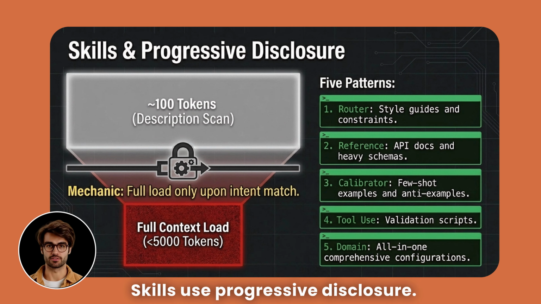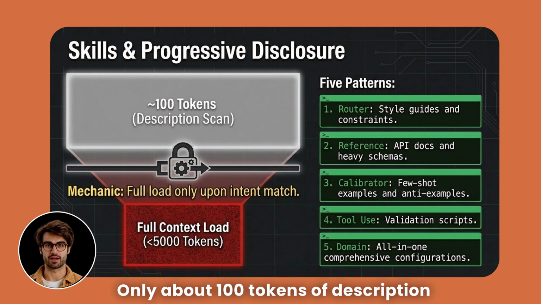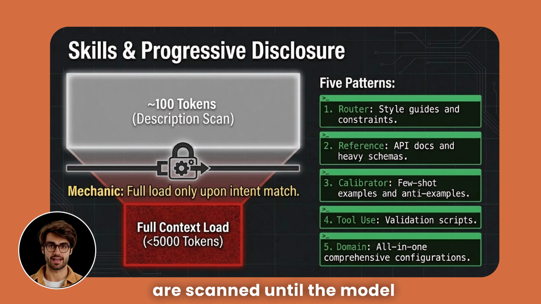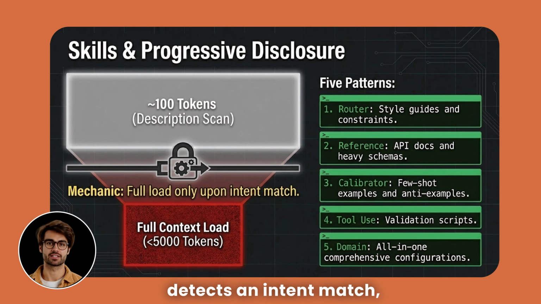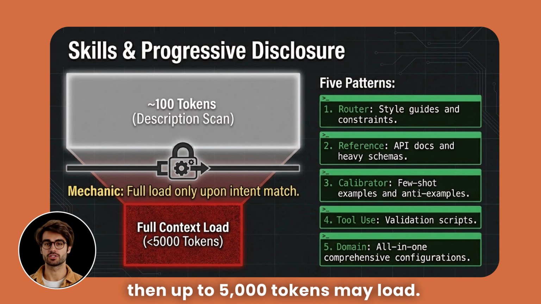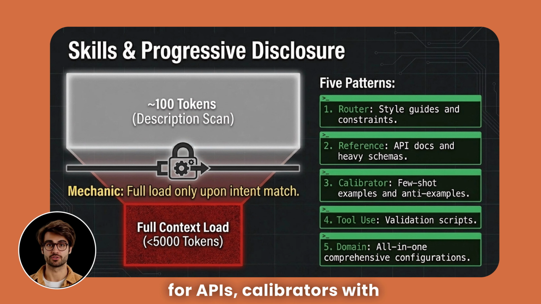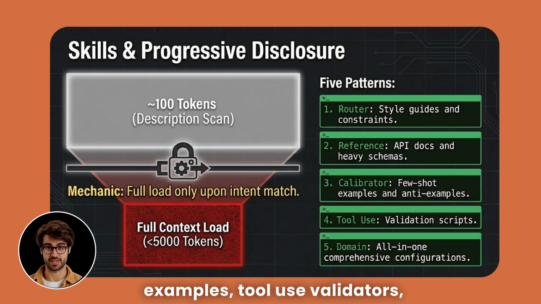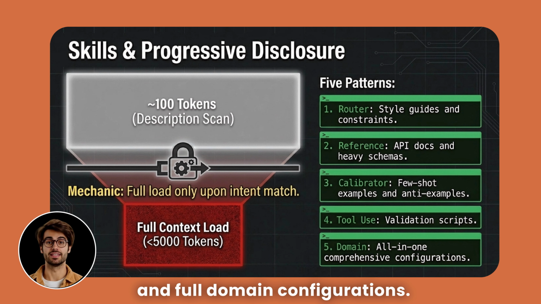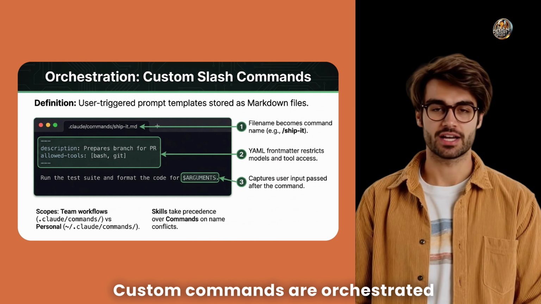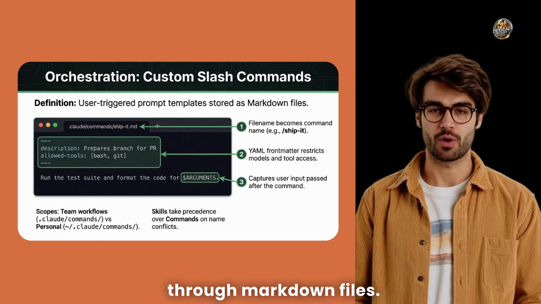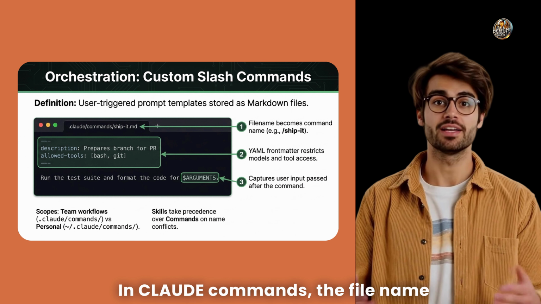Skills use progressive disclosure. Only about 100 tokens of description are scanned until the model detects an intent match. Then up to 5,000 tokens may load. Effective patterns include router skills for style, reference skills for APIs, calibrators with examples, tool use validators, and full domain configurations.